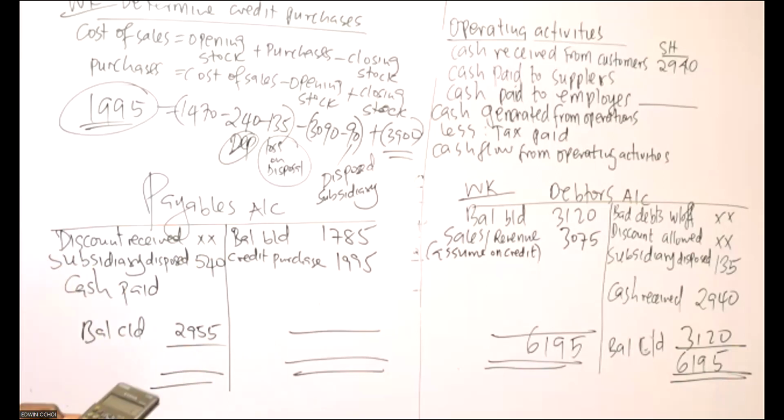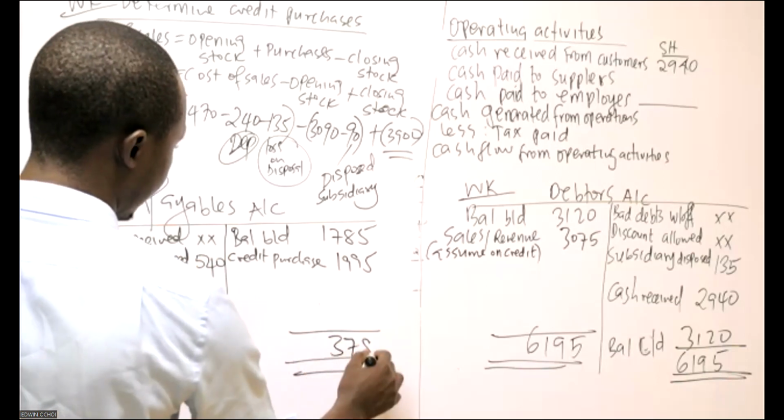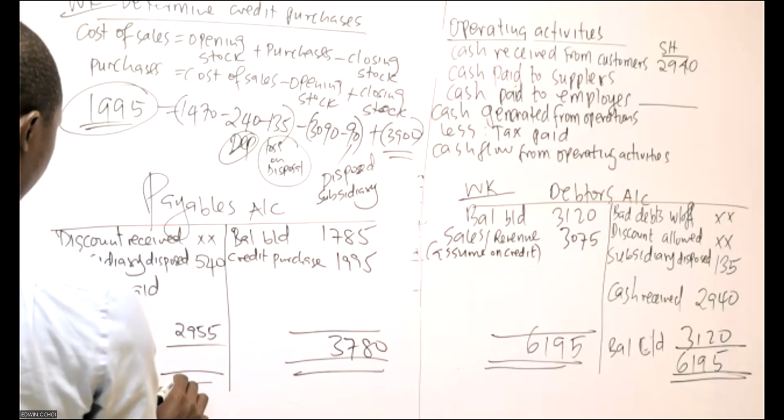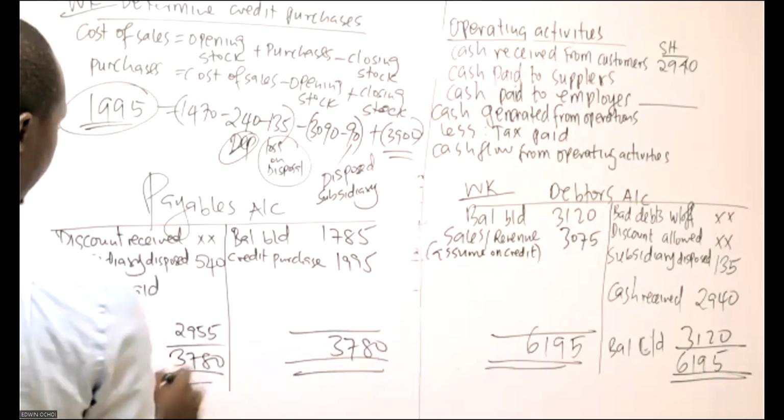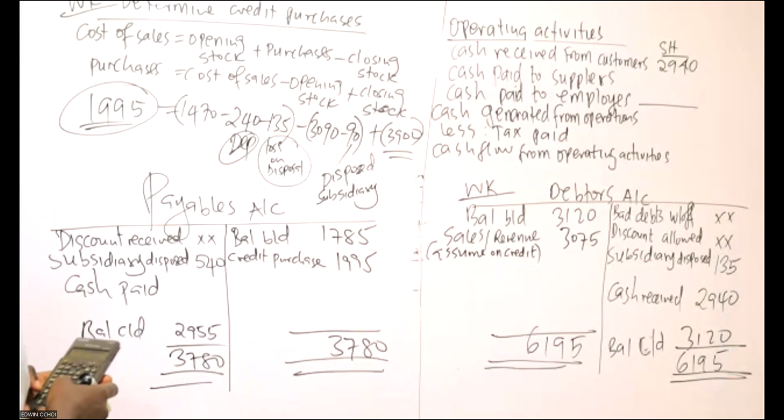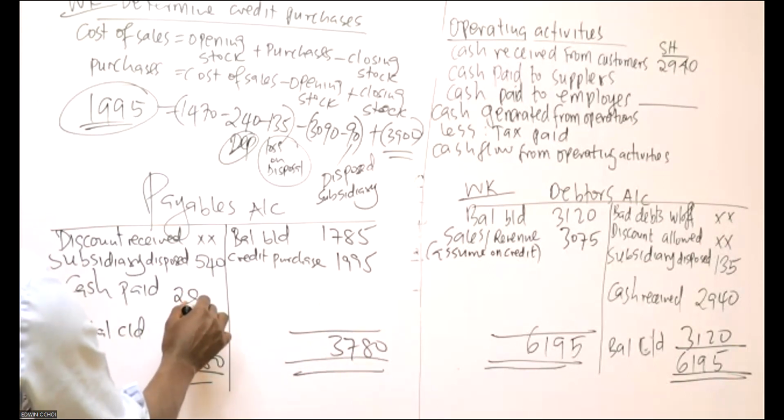So that cash paid here would be 1785 plus 1995. This is 3780. 3780 minus 540 and the 2955. So this one is 285.